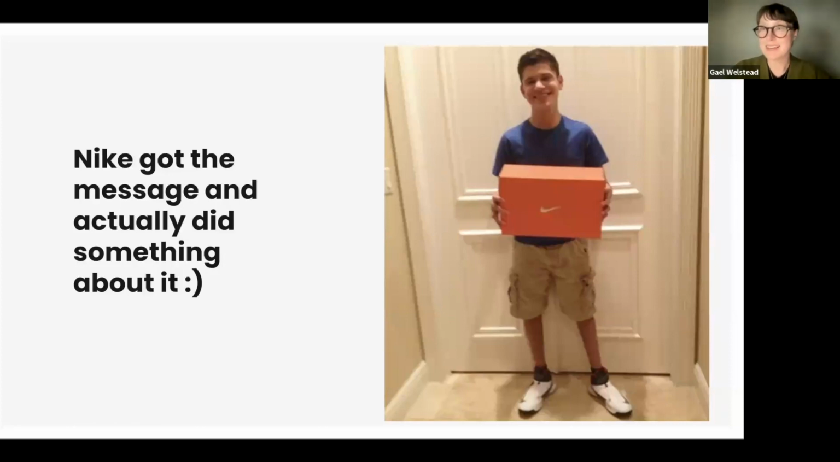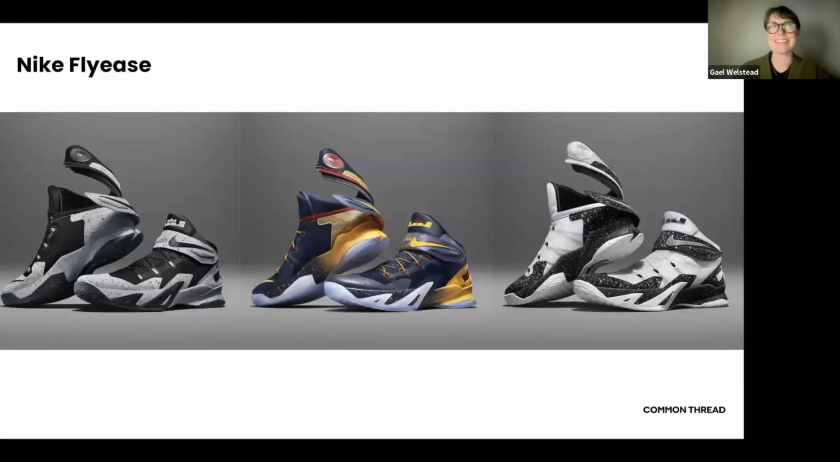Nike got the message, and as I was saying before, it's a good brief, and so they did something about it, which is, in my opinion, fantastic. And so this is what they came up with. They came up with the Nike Fly Ease. And so this is a shoe that you can put on with limited hand motor ability.